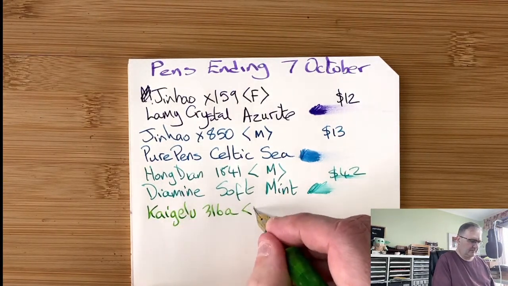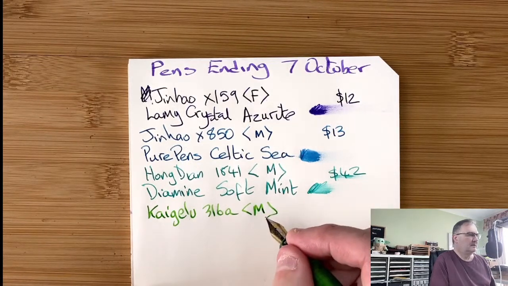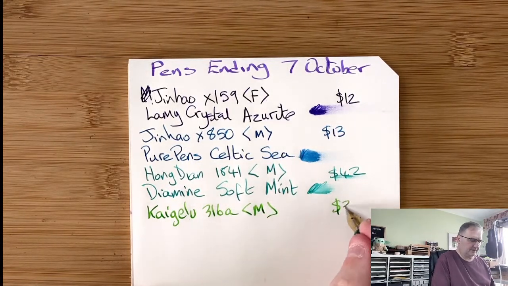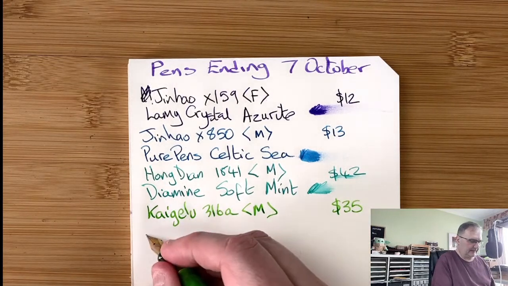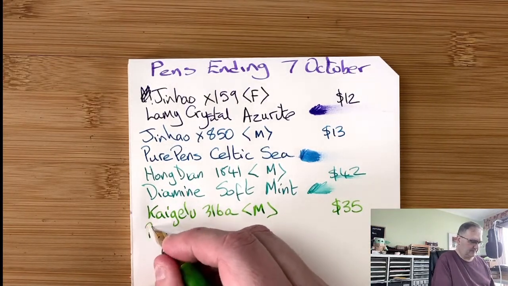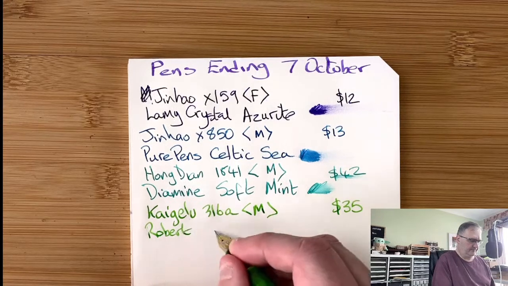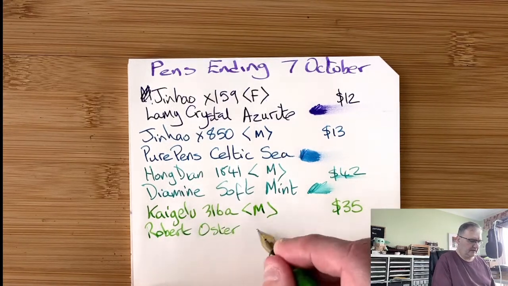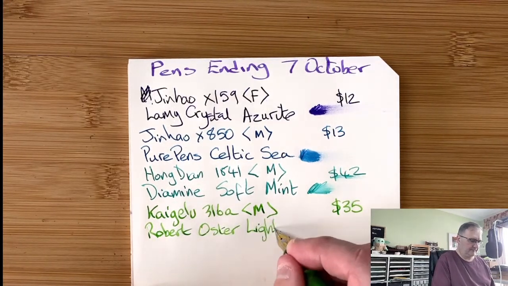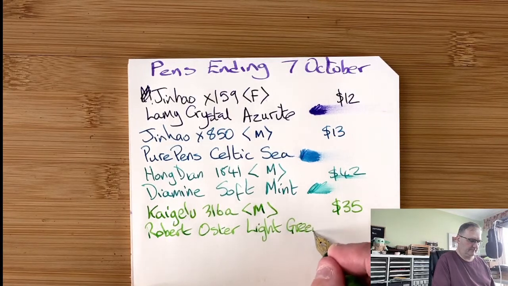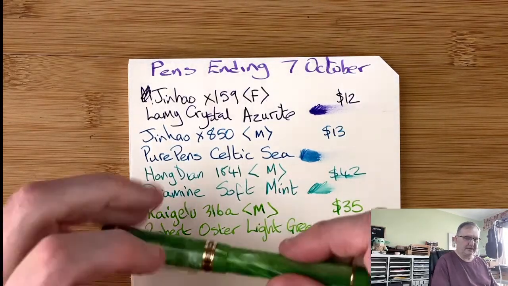316A, medium nib. Price wise, about 35 Aussie dollars. And the ink is by Robert Oster. Light green. Very good match for the pen.